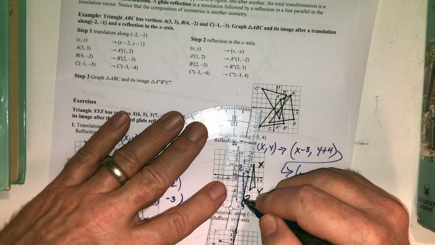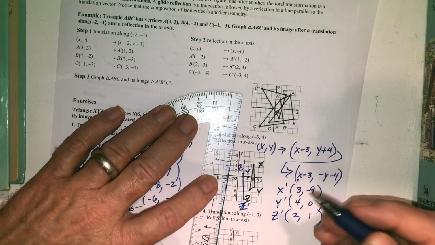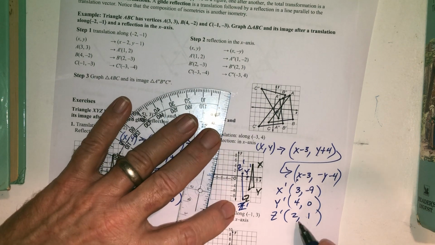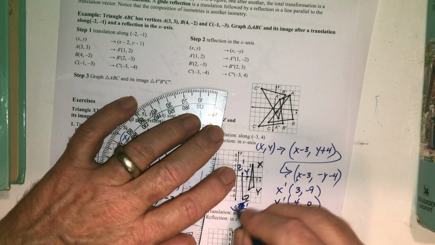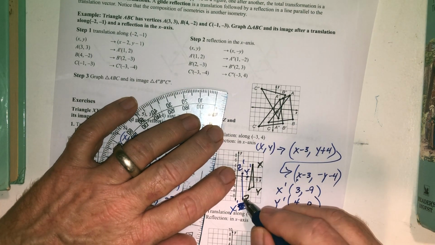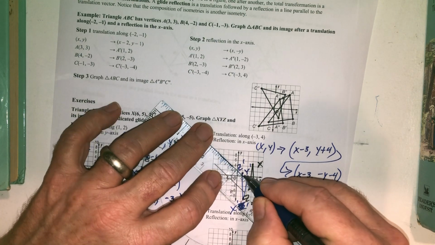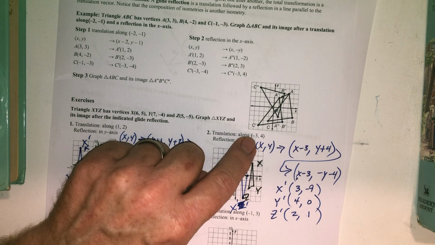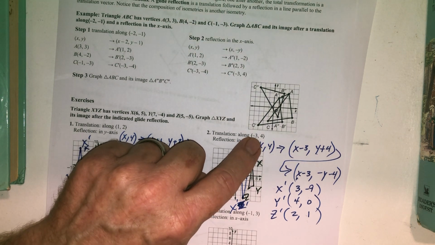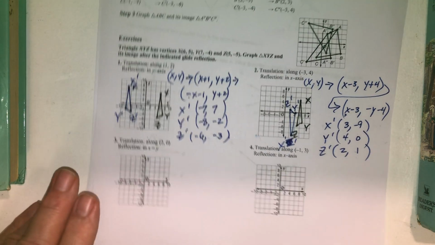Y prime with z prime. This is z prime. Hold on. That's supposed to be x prime. There we go. X prime to y prime, and then y prime back to z prime. And there you have translated 3 units to the left, 4 units up, and then reflected about the x-axis. All right, let's move on.